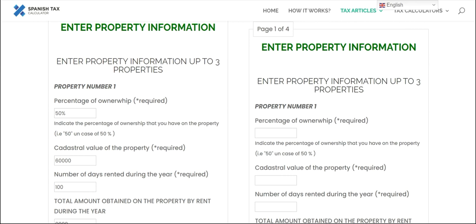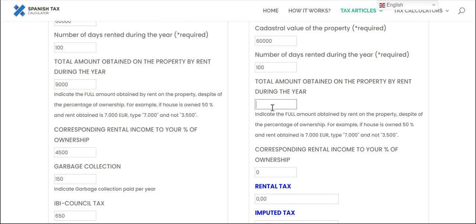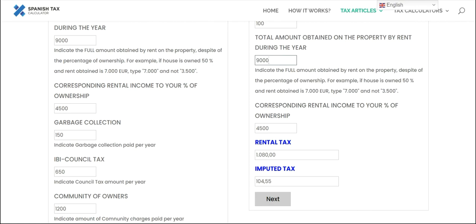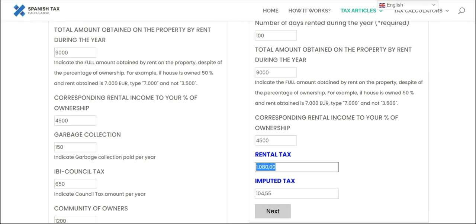In the same case of the example, we introduce the percentage of ownership, the same cadastral value, 100 days rented, and we have obtained 9,000 euros in rent. As you see, the first thing we notice is that we have obtained a rental tax higher than the one obtained in the case of residents in the EU, and also the imputed tax is higher.